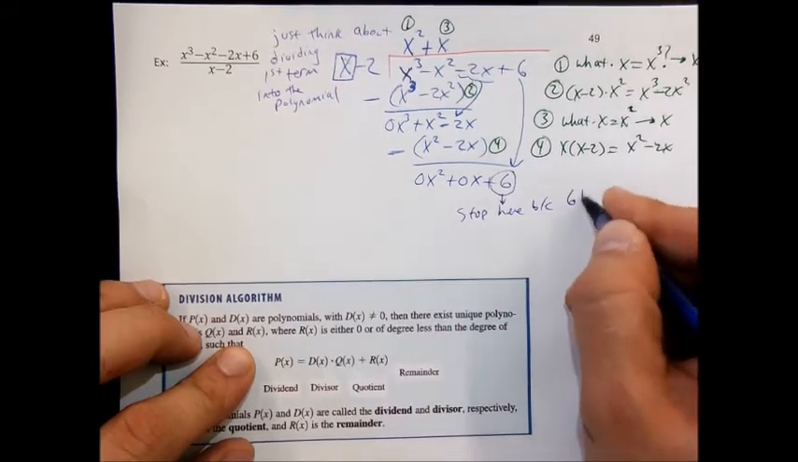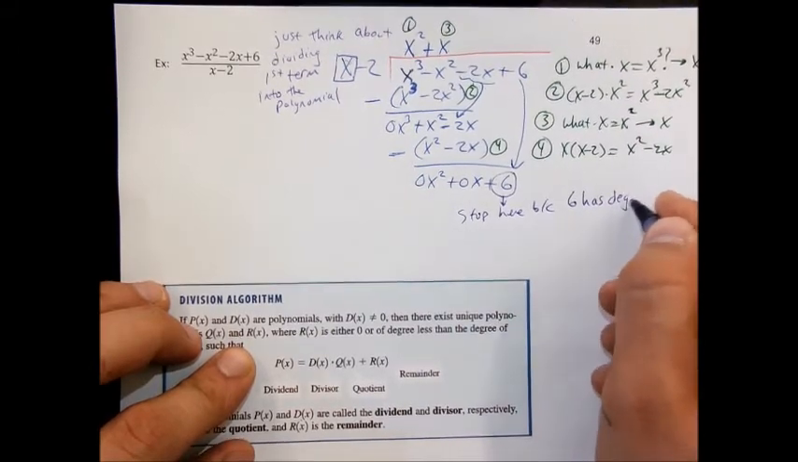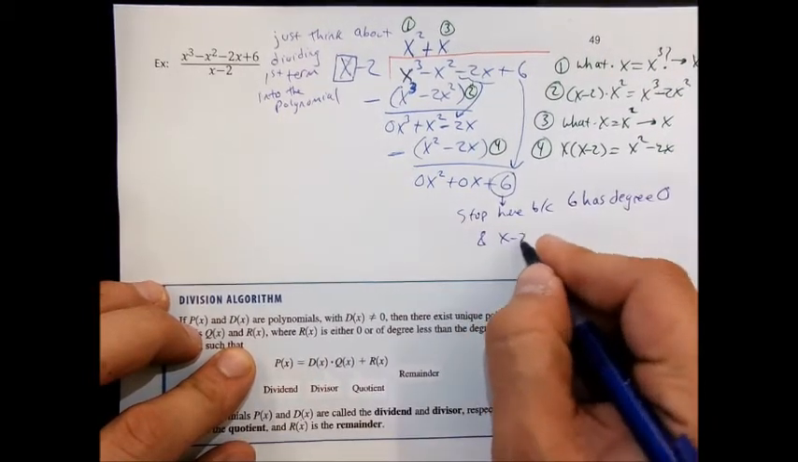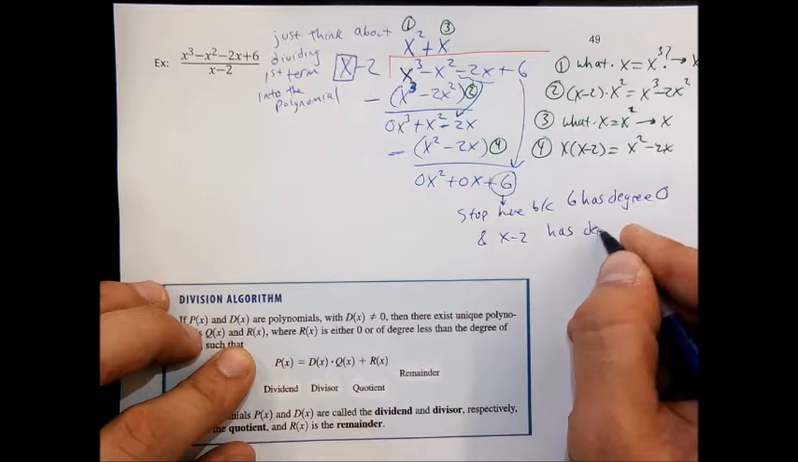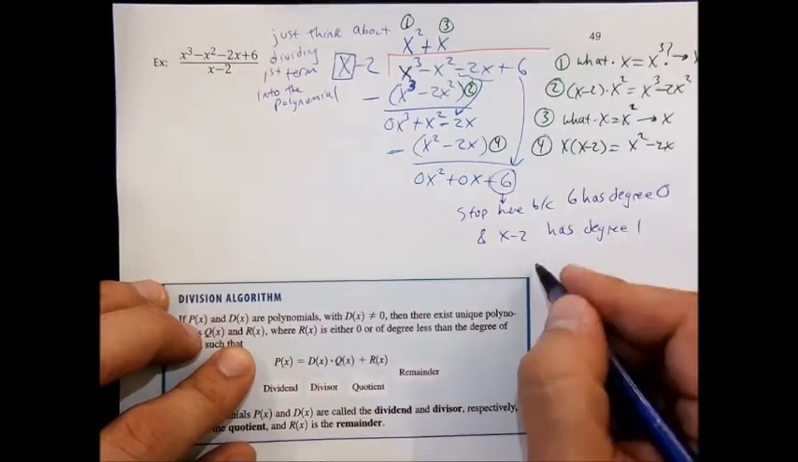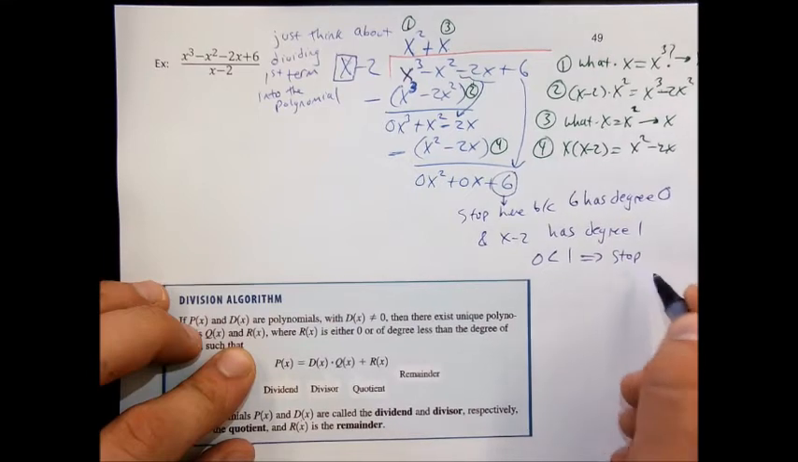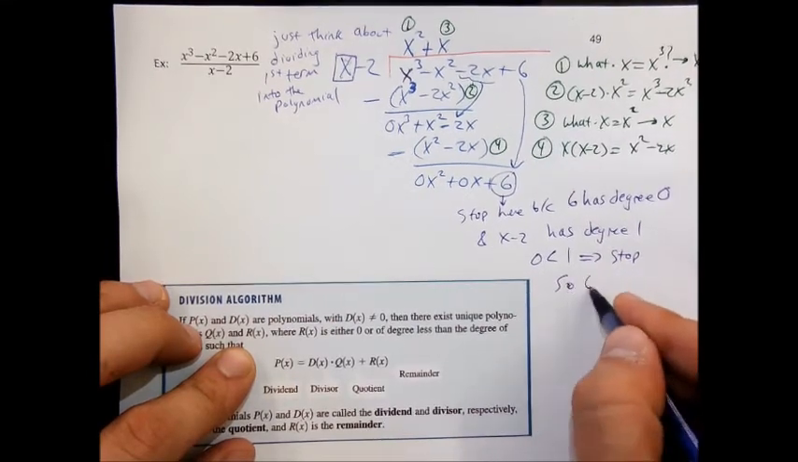Because 6 has degree 0. Does that make sense that it has degree 0? And x minus 2 has degree 1. And so 0 is less than 1. And so this is telling us we need to stop. And so that means 6 is the remainder.